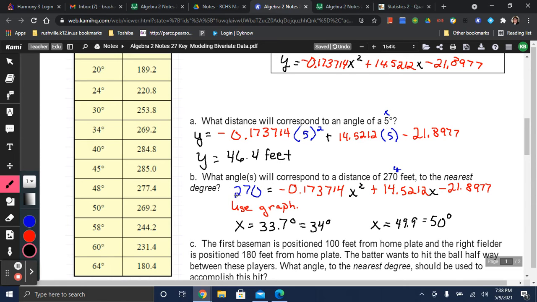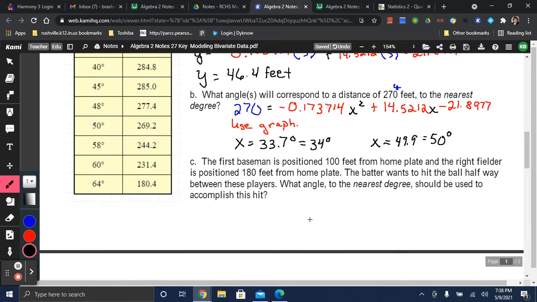So if you wanted to, you could do the algebra and use the quadratic formula, or you can look it up on the graph, which is a lot easier. And then the second question said the first baseman is positioned 100 feet from home plate, and the right fielder is positioned 180 feet from home plate. The batter wants to hit the ball halfway between these two players. What angle to the nearest degree should be used to accomplish this hit?